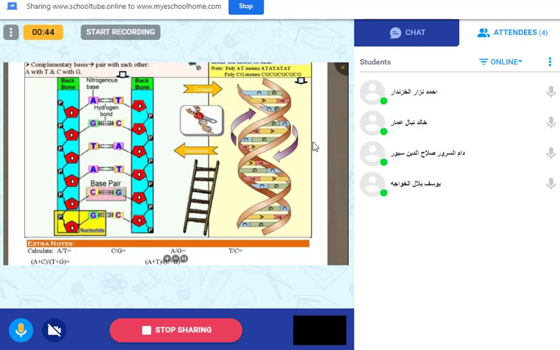Now, let's see what happens to the DNA during replication of chromosomes. How is the DNA replicated, meaning how do we make a copy of the DNA? So, who can remind us what are the phases of the cell cycle? What are the phases of the cell cycle?